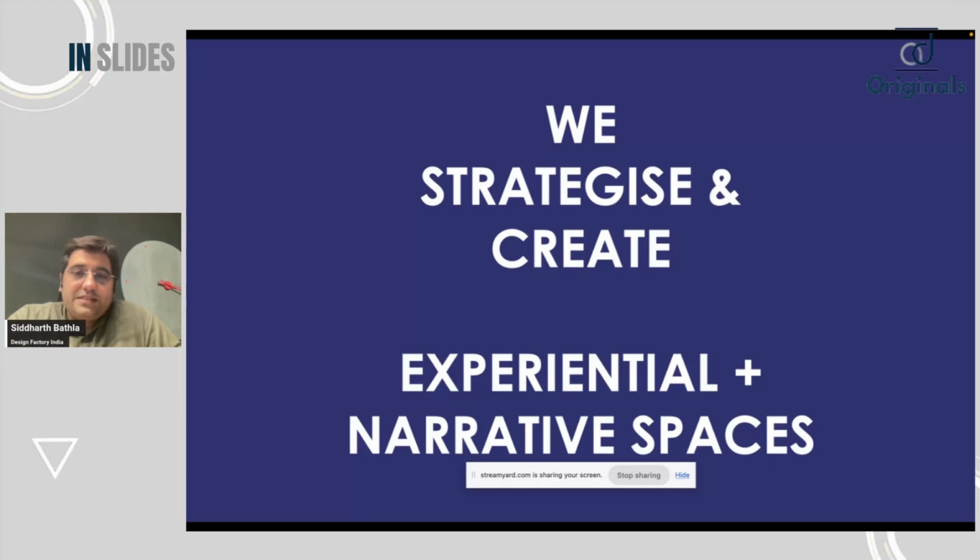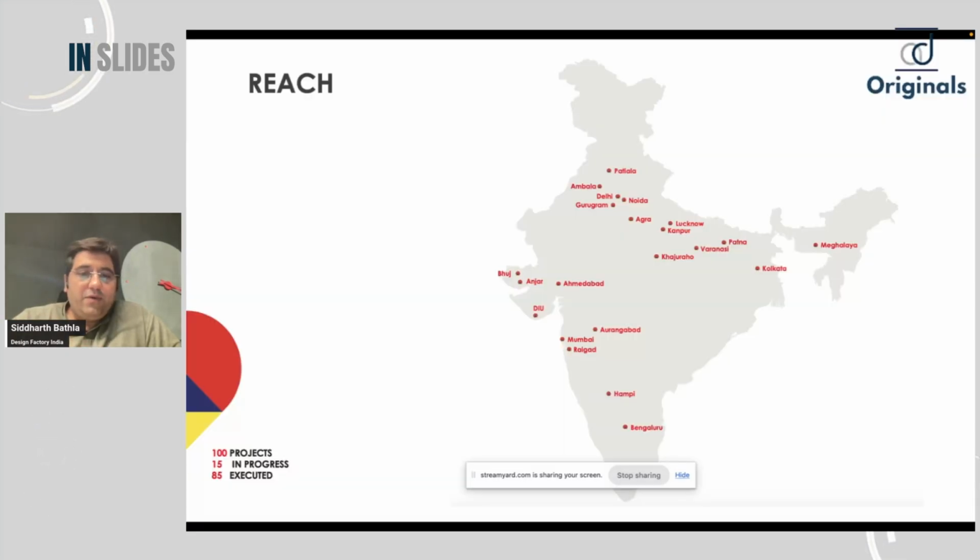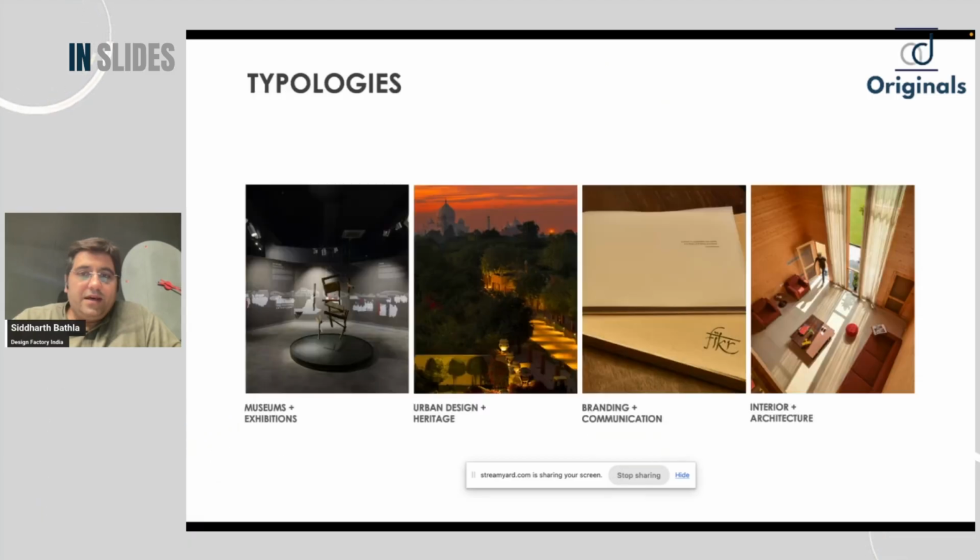So all the projects entirely get segmented into typologies of narration and spaces. Of course, we have worked around India, 100 projects, 15 in progress. We've already executed 85 of them. We broadly come into four fields, as I told you. One is museum and exhibition, then urban and heritage. We do a lot of urban and heritage projects where there's a lot of storytelling, and then we do branding and communication, and interior and architecture.